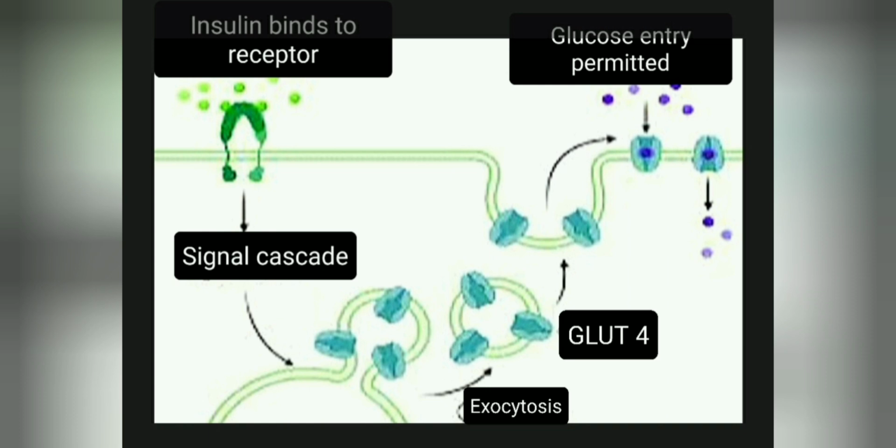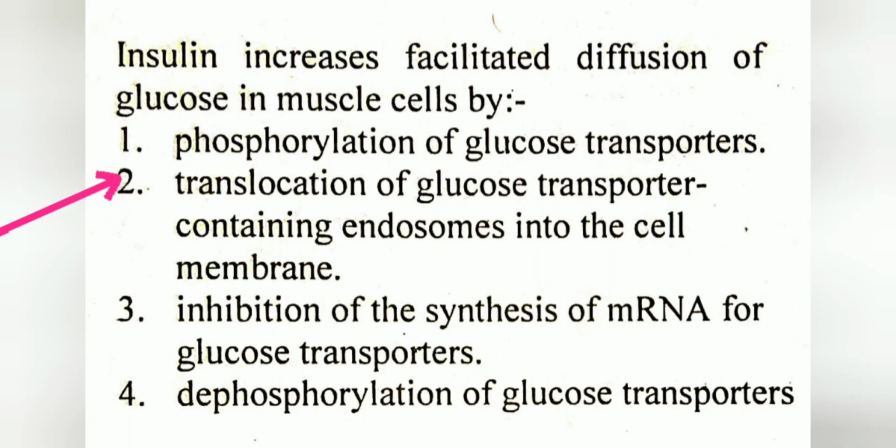The glucose transporter is translocated to the cell membrane or plasma membrane, and this happens after binding of a ligand to the membrane receptor. So our correct answer is option 2.